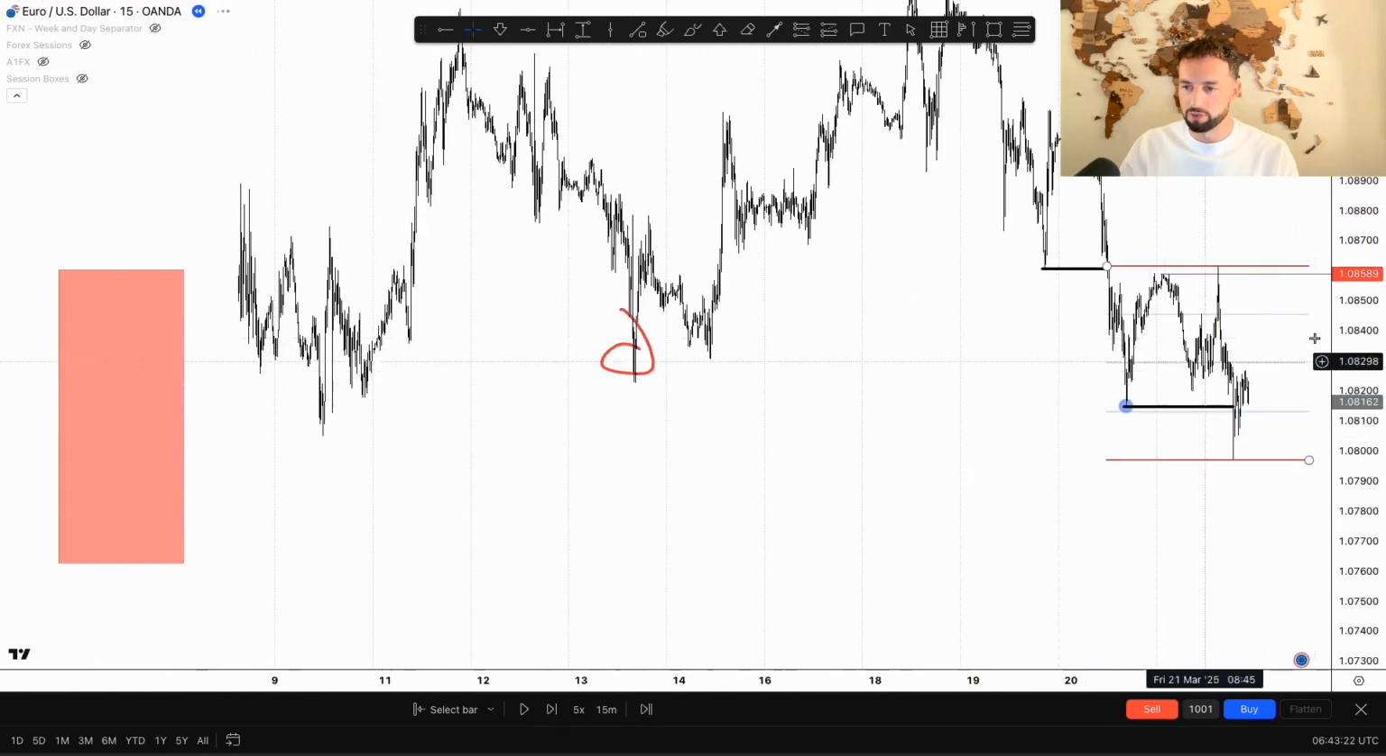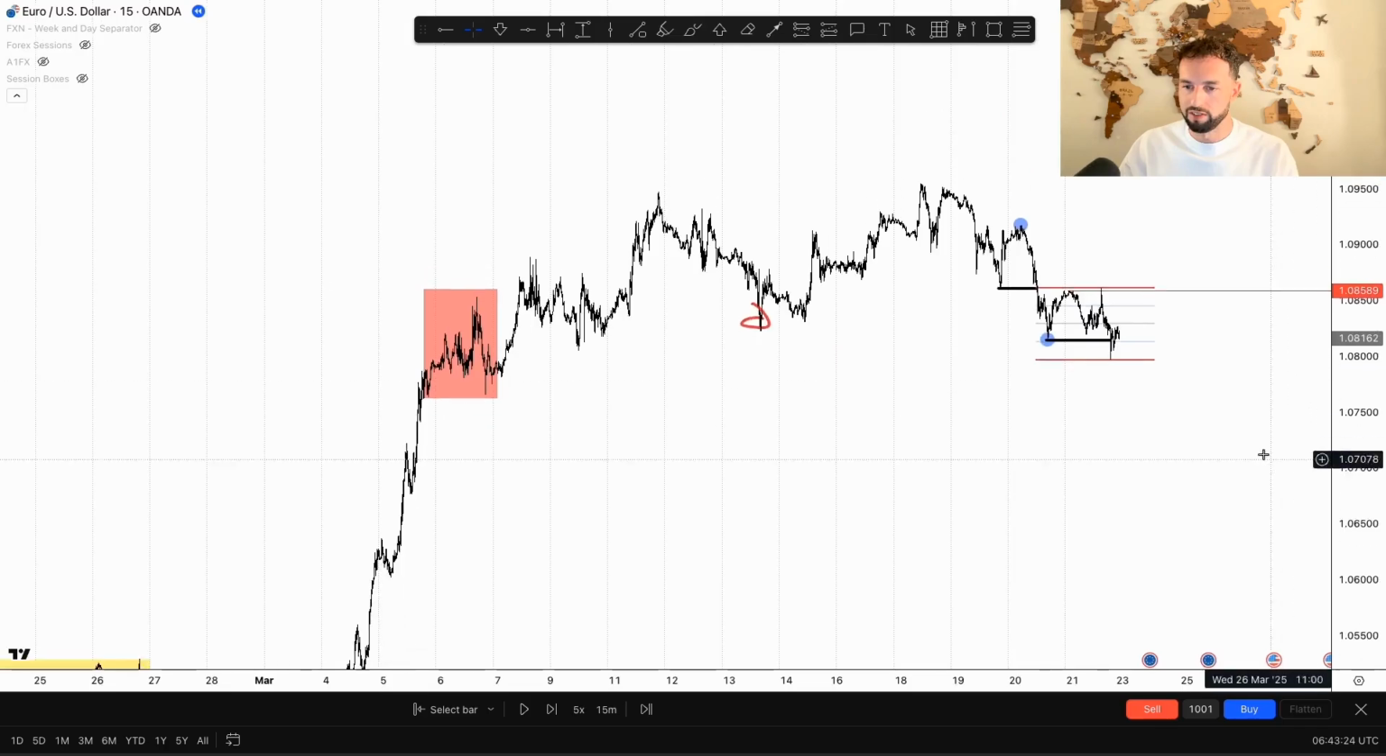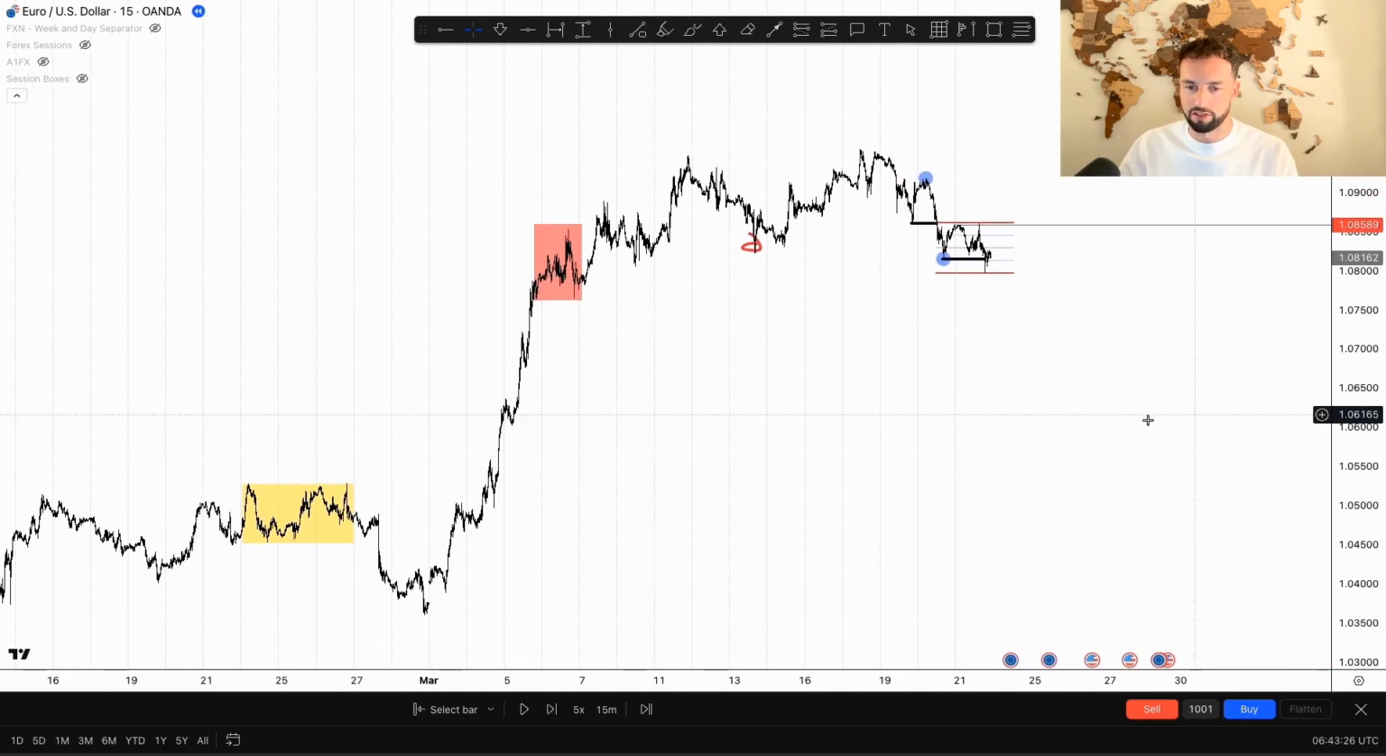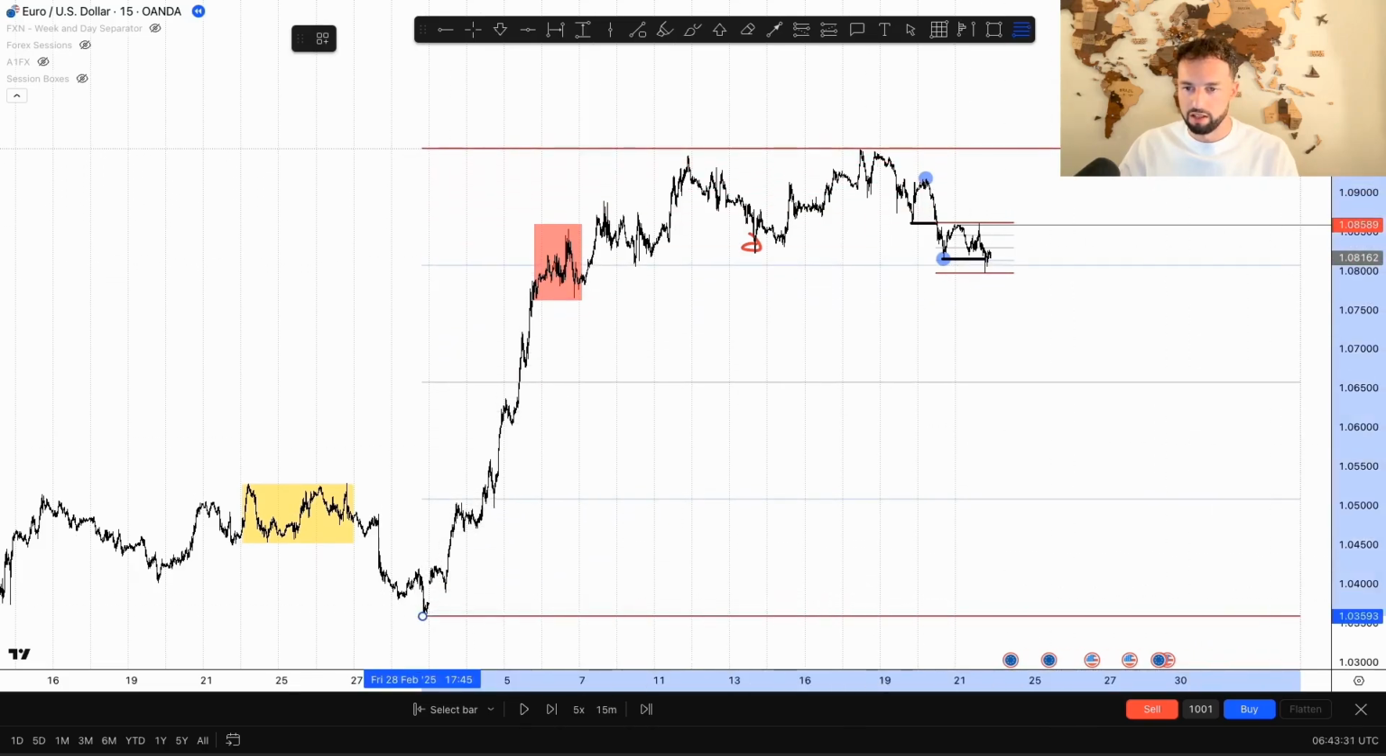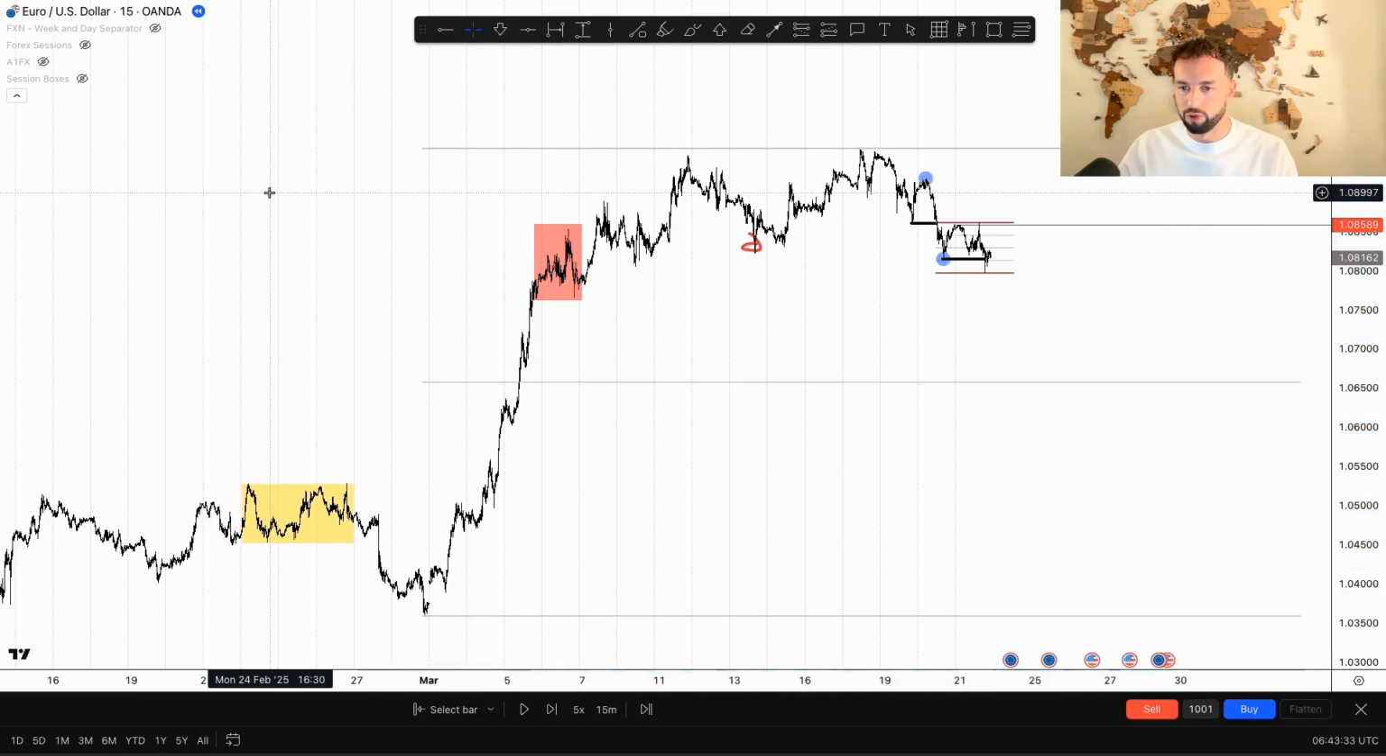If we just zoom out as well and we think about where price is located, like really zoom out and understand the higher time frame, this is our A to B here, and we can see that we're overall at high prices.